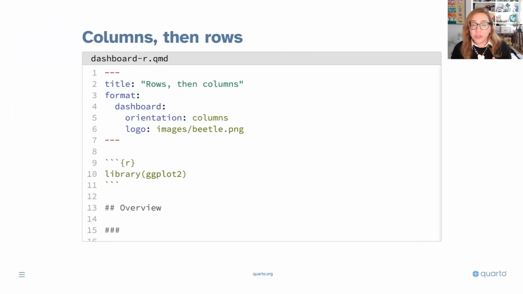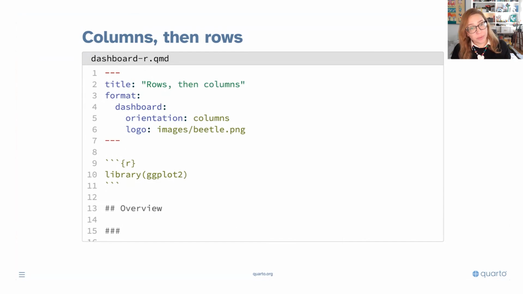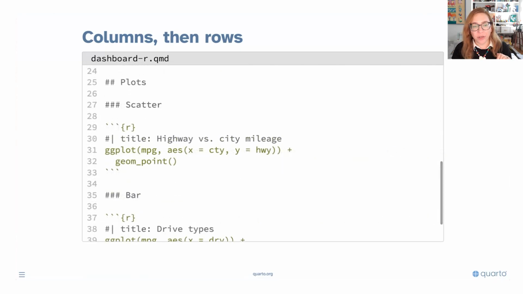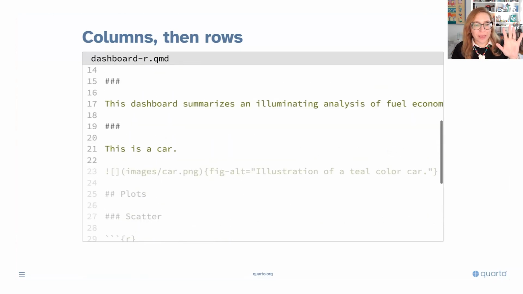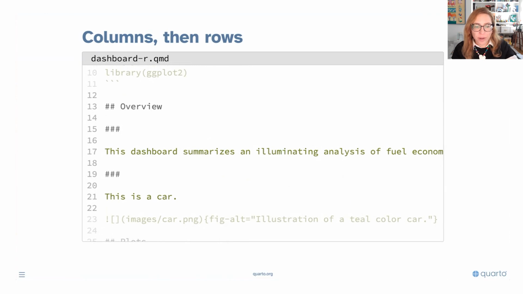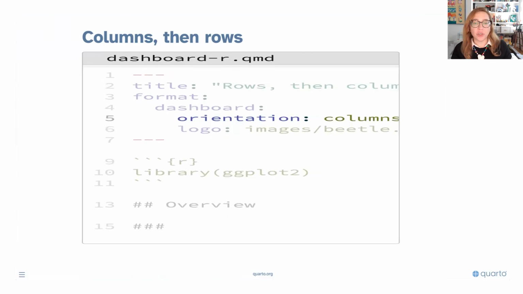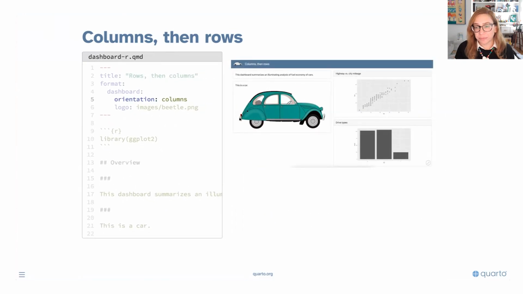If we wanted to do columns and then rows, we would set the orientation to column or columns, and then the second level headings are going to define your columns, and inside of that, the third level headings are going to define your rows. So we can see that overview is going to be one column with two rows inside it, some text, and then an image. And plots is going to be the second column with two rows inside it. That's going to be two plots on top of each other.